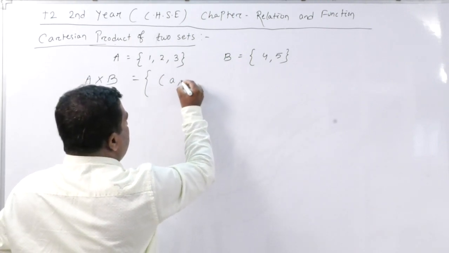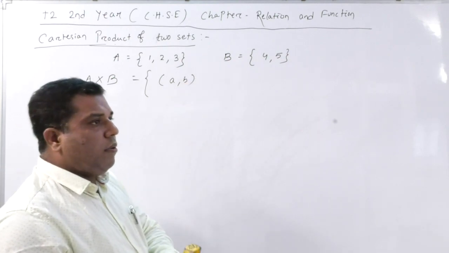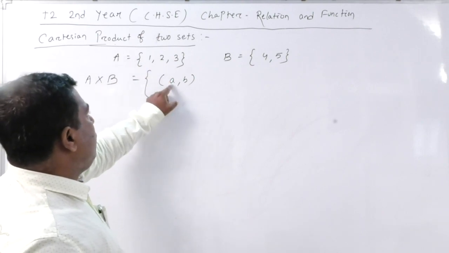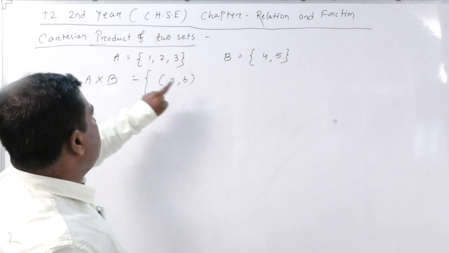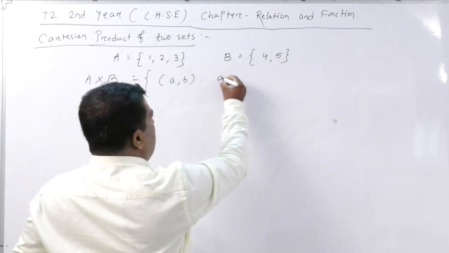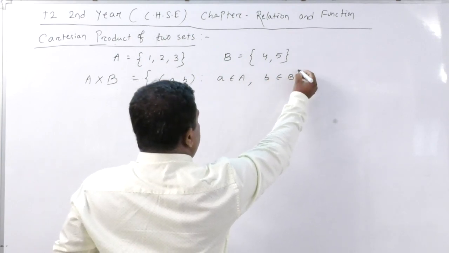Ordered pairs (a, b). So ordered means what? It is in a respective position. The first element in the pair belongs to the first set, the second element belongs to the second set. That I am writing such that a belongs to A and b belongs to B.